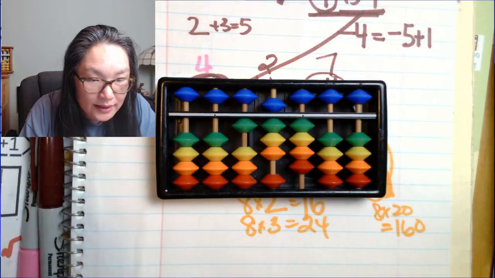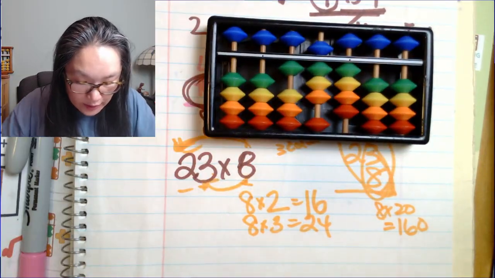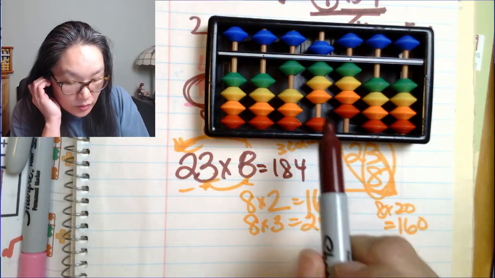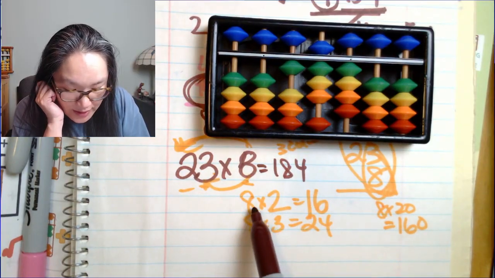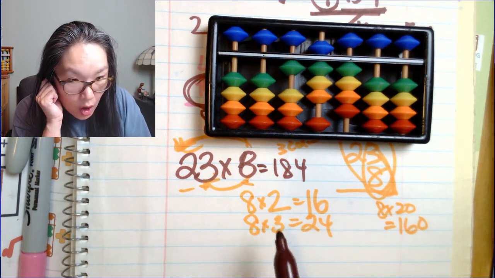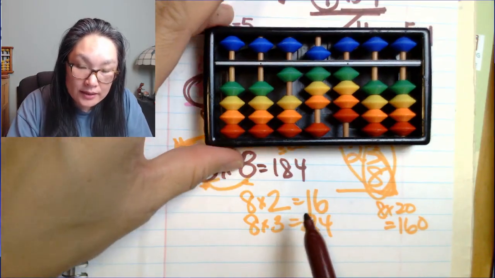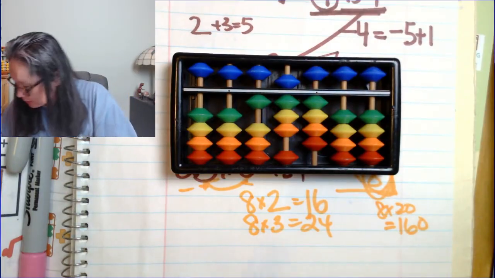184. Exactly. Thank you, Sophia. And that's what it is. It is 184. So did you notice that we didn't have to say 8 times 20? All we had to do is say 8 times 2 because we have it here. We can do another one if that makes sense.